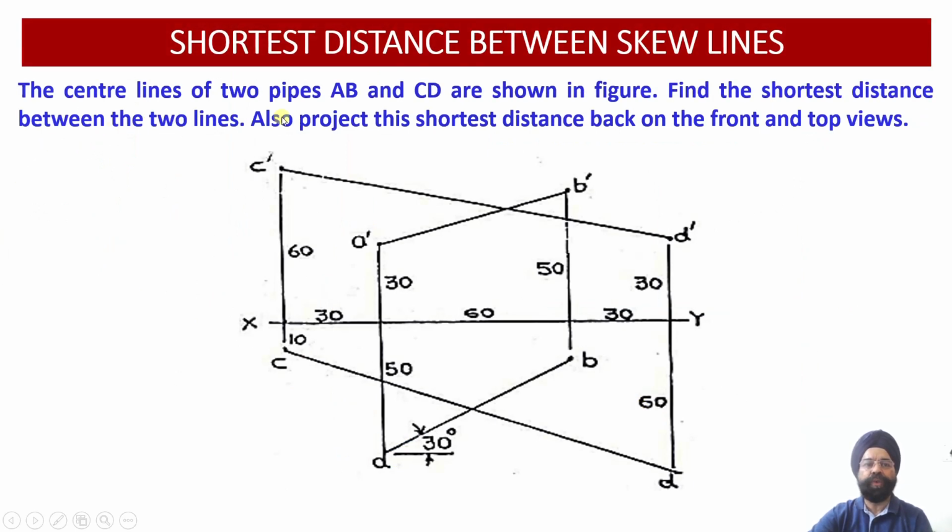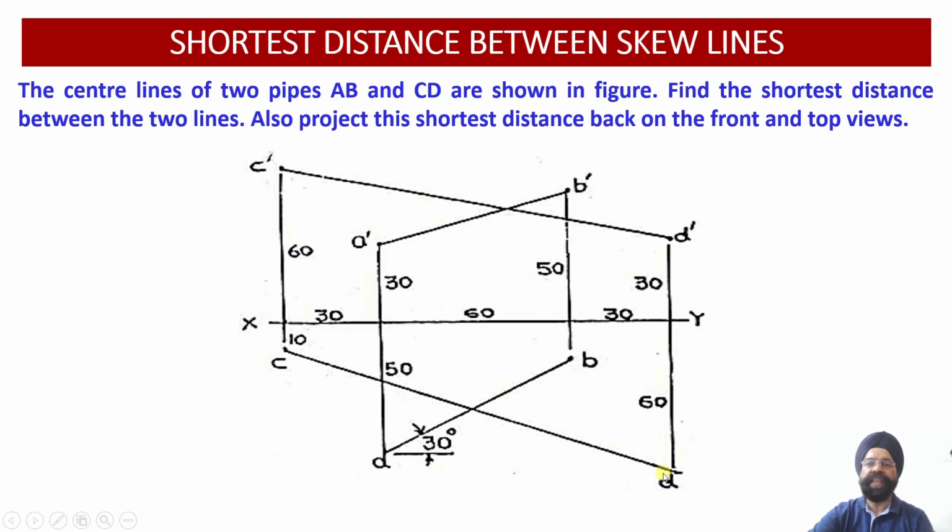Now let's move on to the second question for today's lecture, that is, we want to determine the shortest distance between two skew lines. Now you can see these are two skew lines, A dash B dash and C dash D dash, that is, these are the front view. Again, AB and CD are the top views of the skew lines.